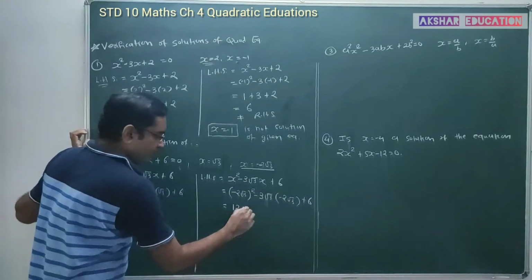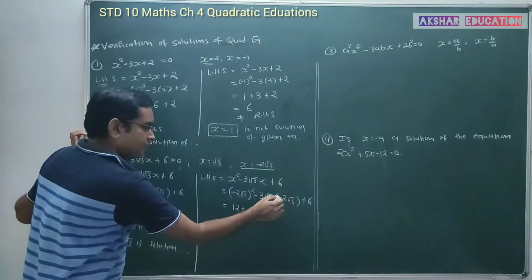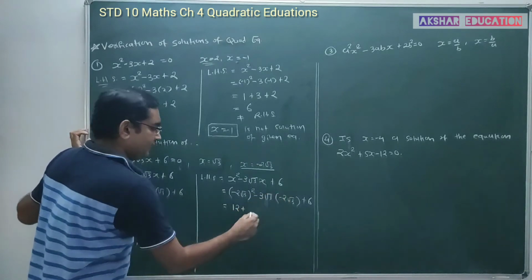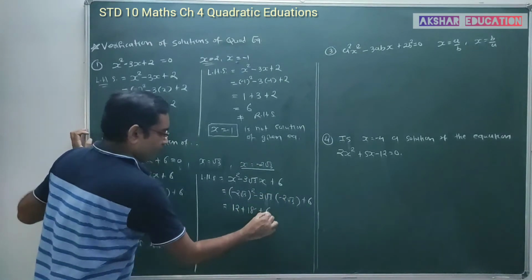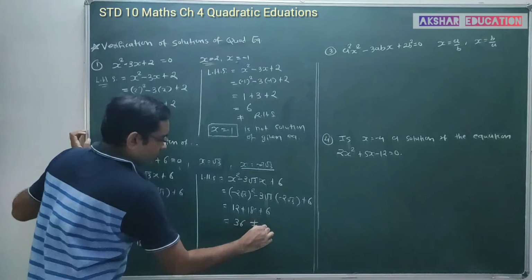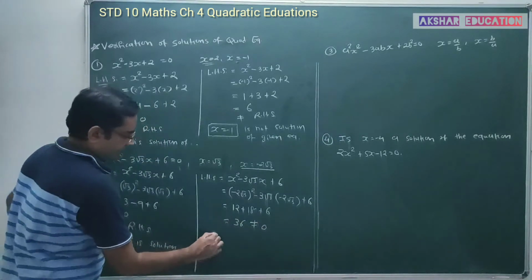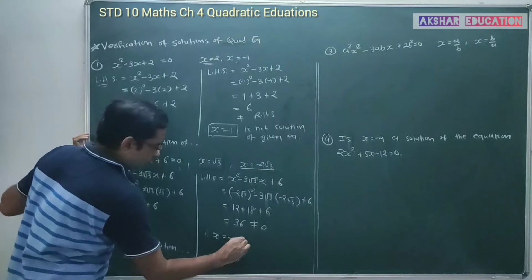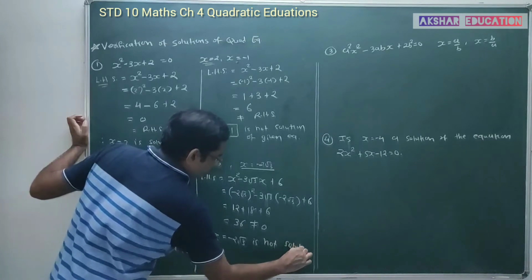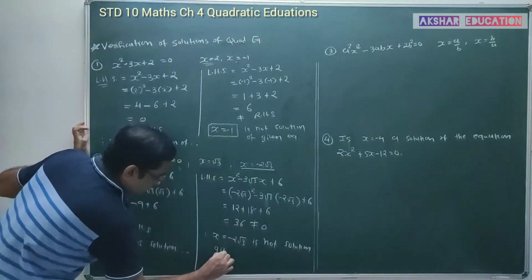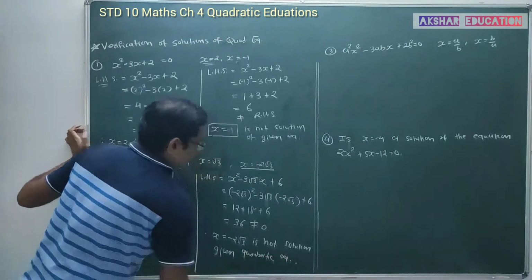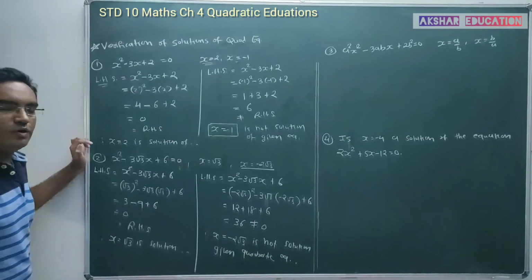Now this is minus times minus, which is plus. 3 2 is 6, root 3 into root 3 is again 3, so 6 3 is 18. So it's 12 plus 18 plus 6, which is 36. So that is not equal to 0. So here we can say that the value of x, which is minus 2 root 3, is not a solution of the given quadratic equation. Clear, students? So this is how we can solve your question number 2.